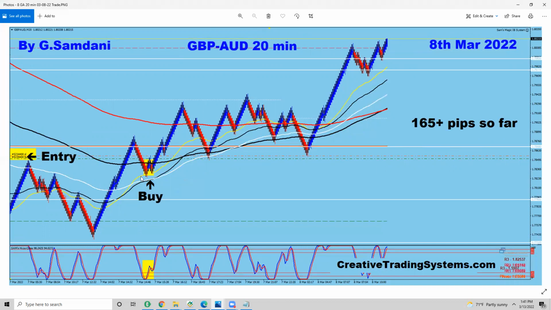See that entry? Beautiful entry, went up, came very close again and again. And if I had lost this one, I would have taken this one. Or if I had lost this one, I would have taken this one. So this is how it is. You are safe with this system, very safe.